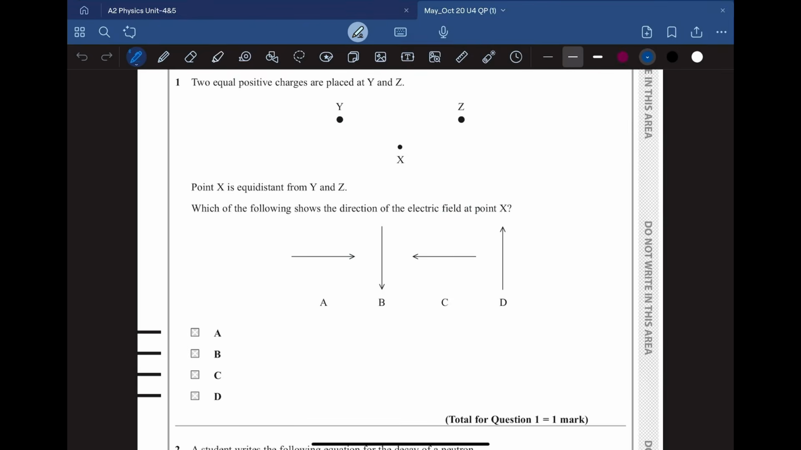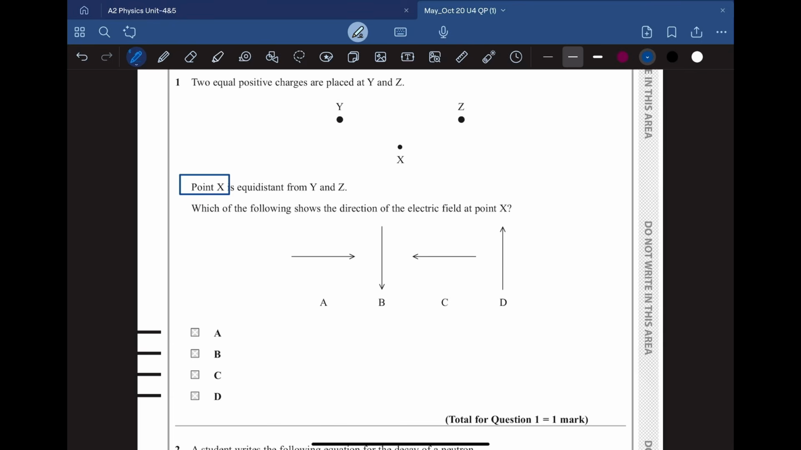Two equal positive charges are placed at y and z. So y and z, both of them are positive charges. Point x is equidistant from y and z. Whenever they mention point x, that means it's a point charge. This is mark scheme language that you will have to understand. Which of the following shows the direction of the electric field at point x? So basically, where the electric force will be exerted on point x.